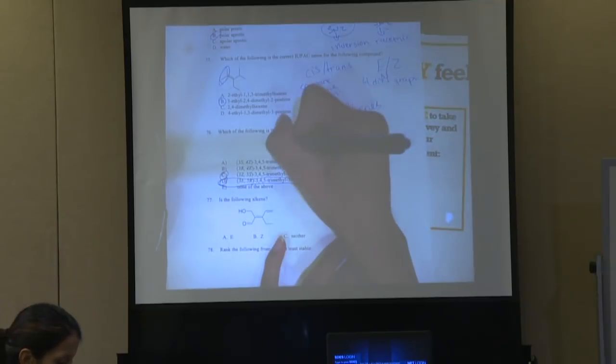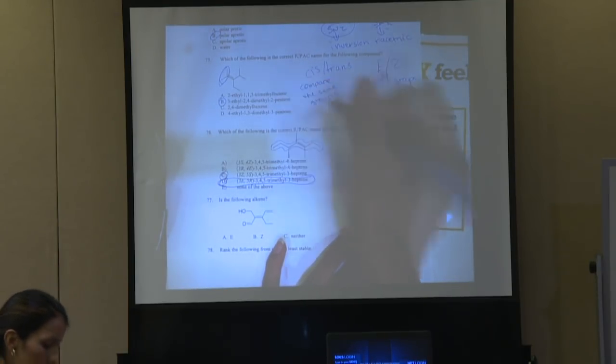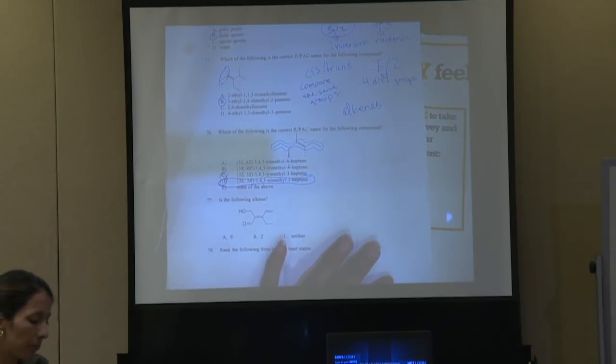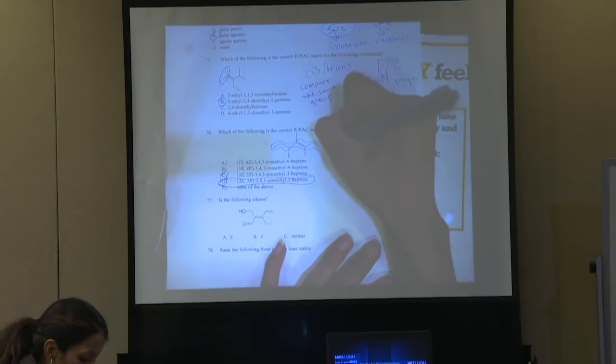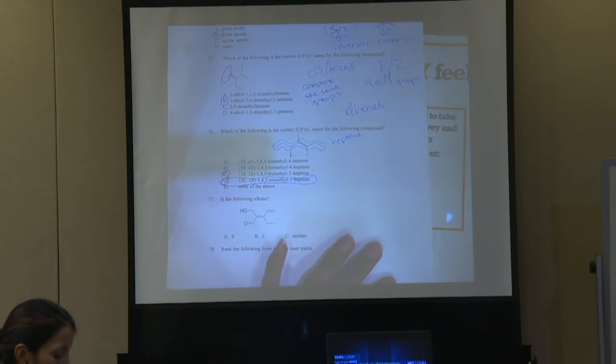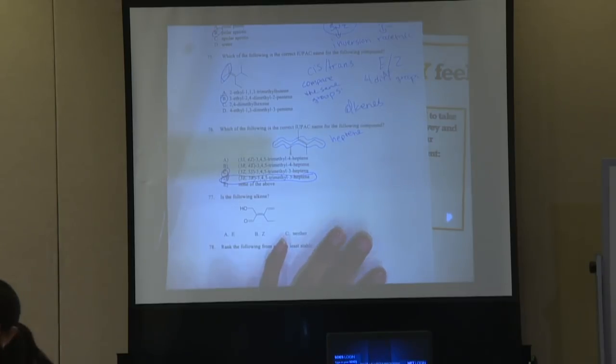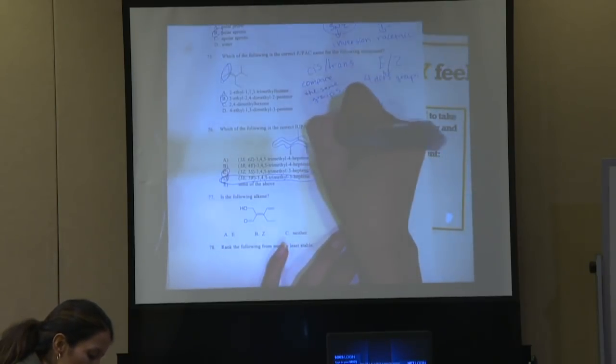Okay, so longest carbon chain with my double bond. Is that the one that you guys got? Yeah. Okay, so that's a heptene. Now, where did you start, on the left or on the right? From the right. Why? Okay, so we're going to start on the right.